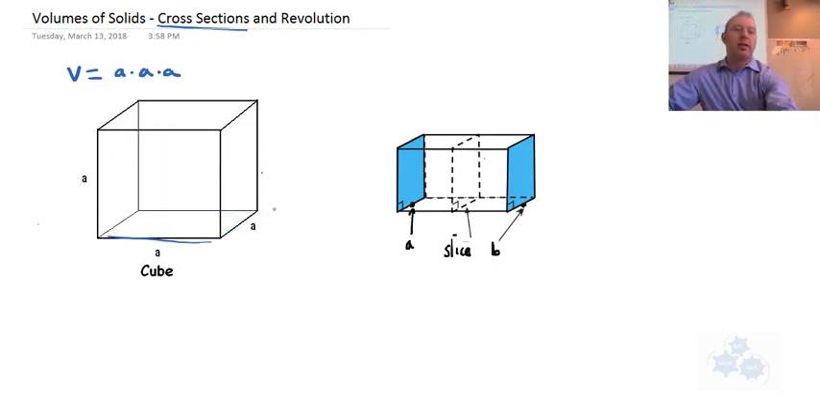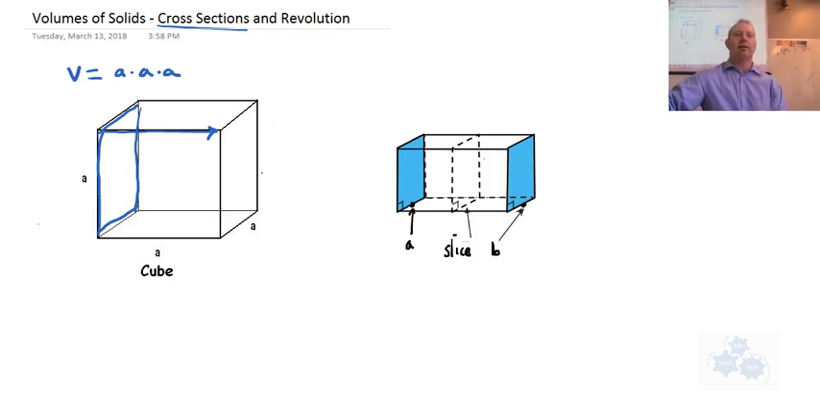Another way you could think of it is, think of it sideways. Just turn that cube sideways. And if you think about it like this, the area of one side times, and when we say multiply, we multiply it by a third dimension of depth. That also gives us the volume, right? It'd still be a times a times a.